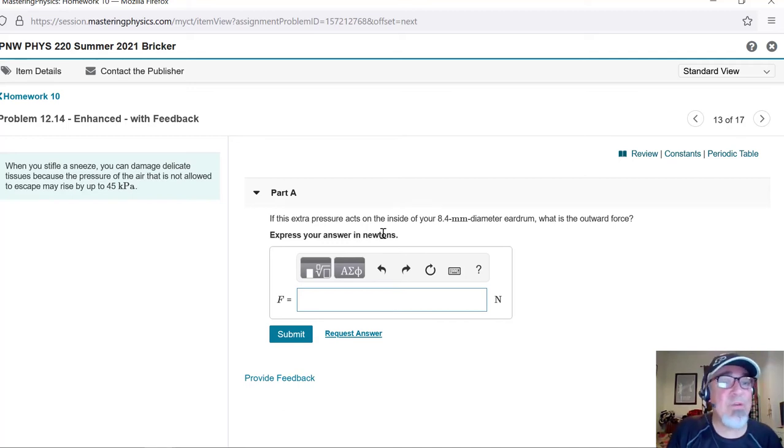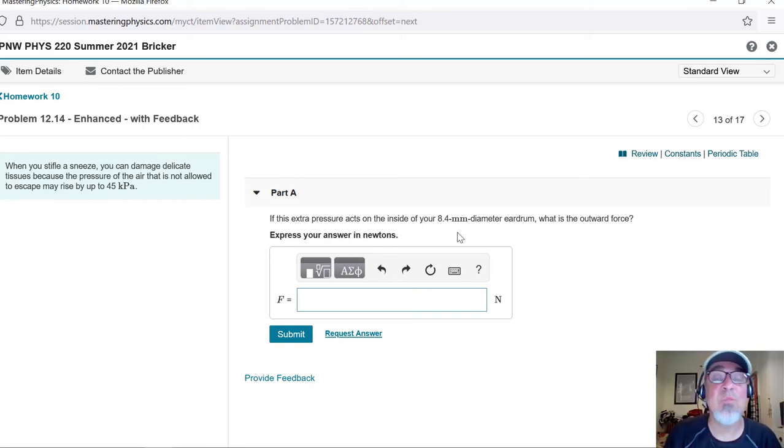So here's the next one, sort of a biology type question. When you stifle a sneeze, you can damage delicate tissues because the pressure of air that is not allowed to escape may rise to 45 kilopascals. Okay, so a pascal, remember, is a Newton per square meter. So we've got 45 times 10 to the third pascals. If this extra pressure acts on the inside of your 8.4 millimeter diameter eardrum, what's the outward force?